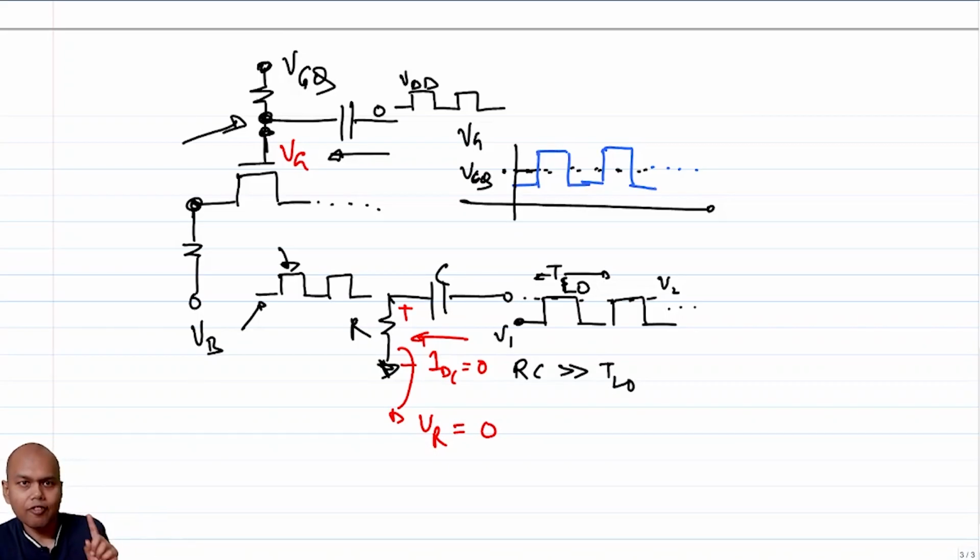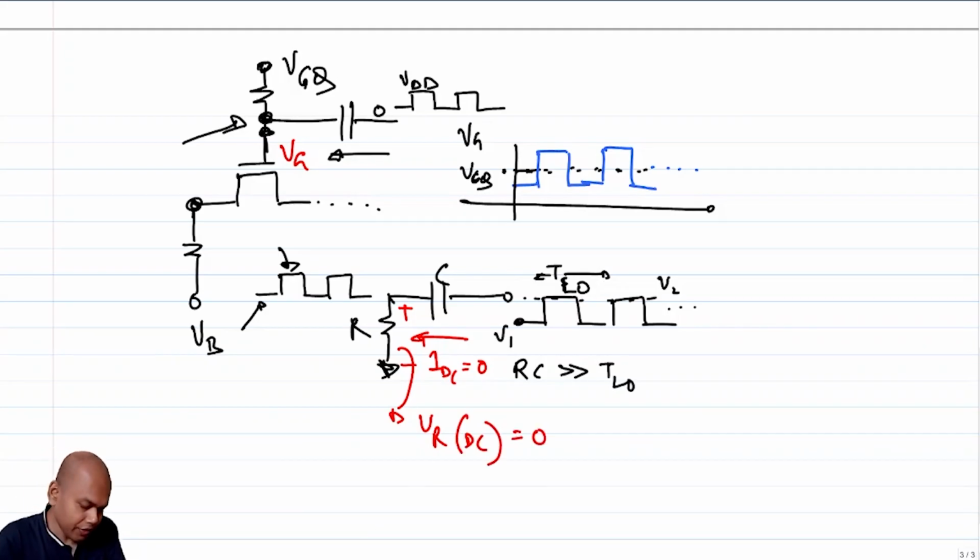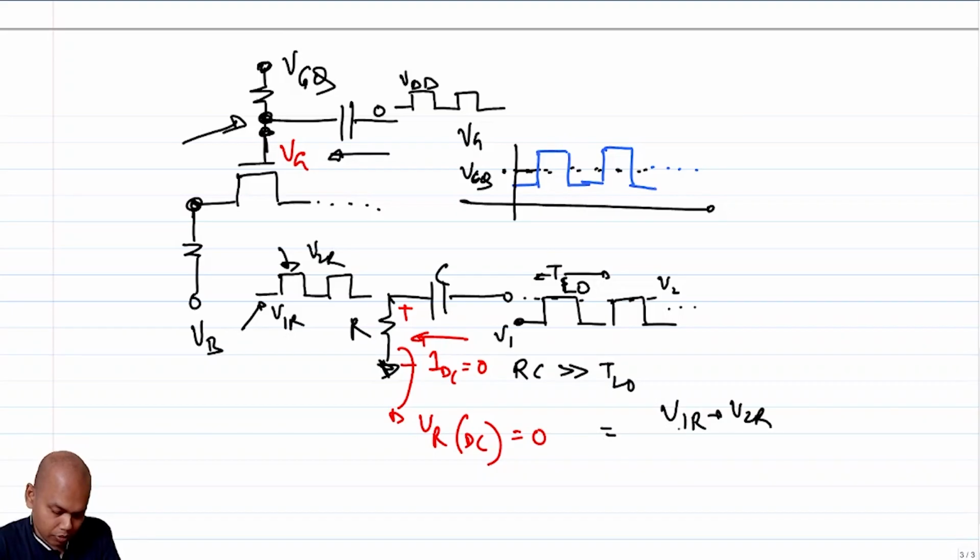What is VR average, right? So VR DC should be equal to 0, right? Now what is VR DC? VR DC is nothing but the average of V1R and V2R. Because this is a 50% duty cycle, I know that the average is, in this case, V1R plus V2R by 2, right? So this should be equal to 0, correct?